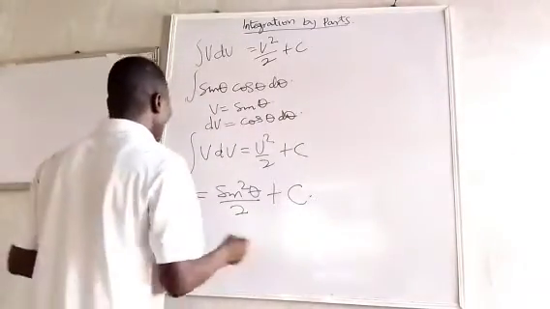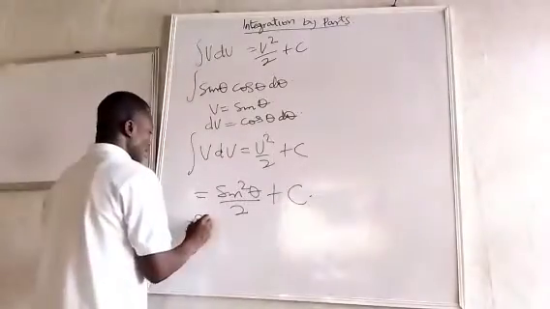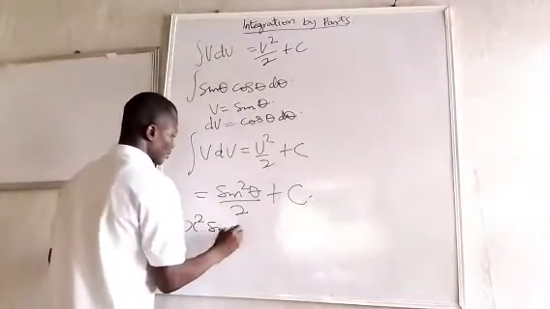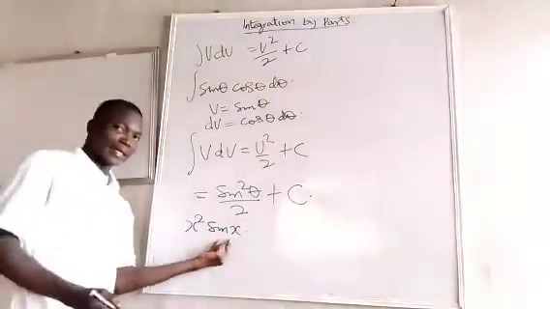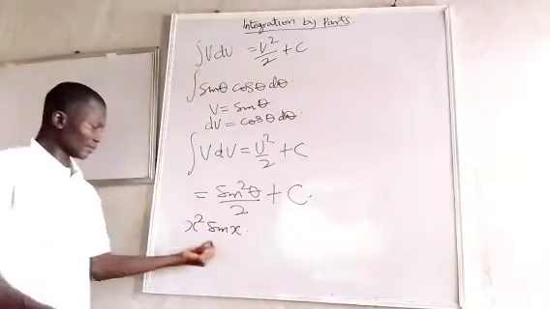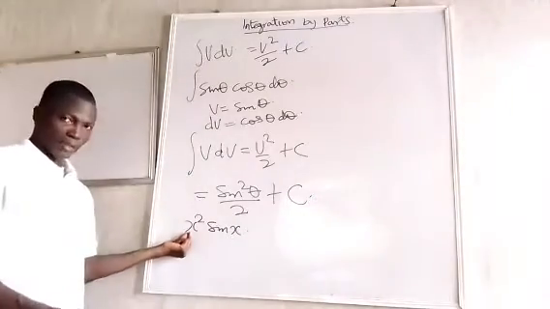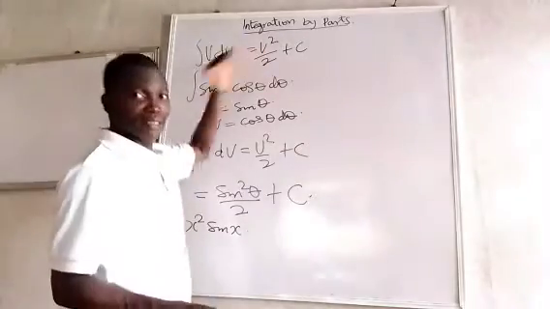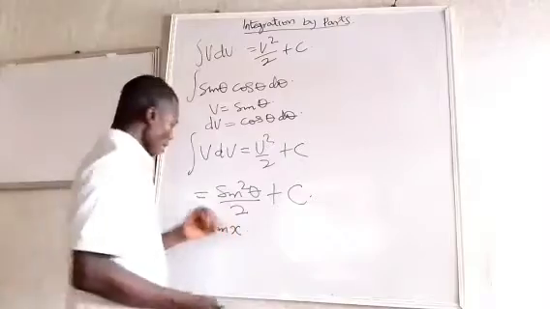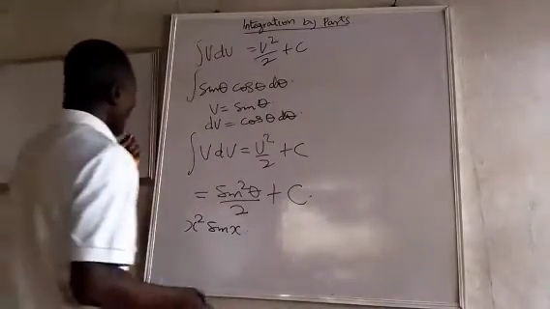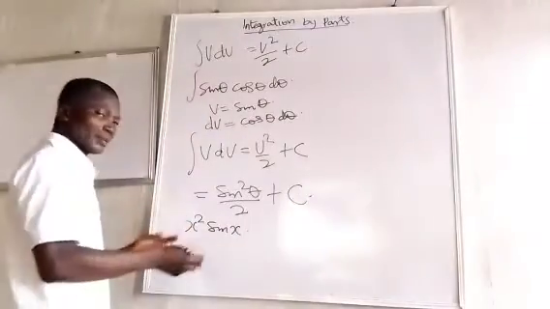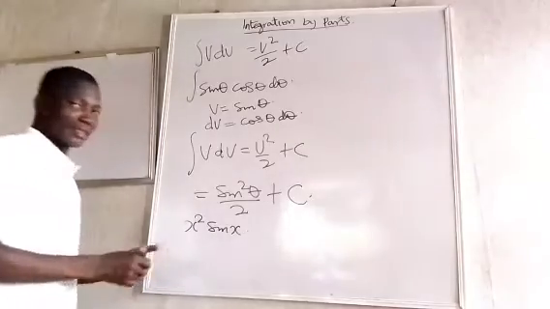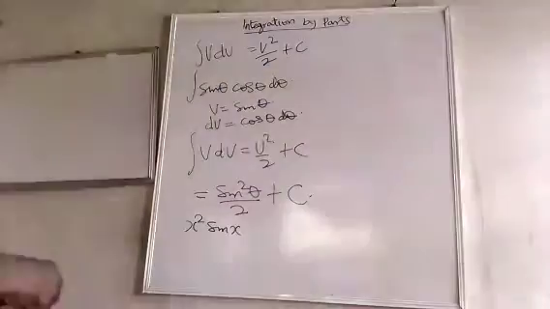But assuming I have something like x squared sin x, you can see that sin x is not the derivative of x squared, and x squared is not the derivative of sin x. So that is why we invented integration by parts. And you will see it helps in making the integration easy if we just stick to the rules.